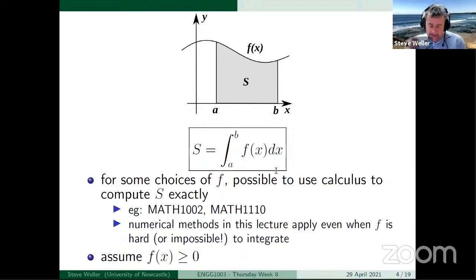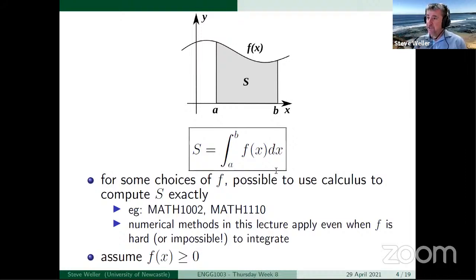As is so often the case, though, the functions which can be integrated are only a small subset of the functions that we might encounter in engineering applications. That means that the direct tools of calculus fall short of giving us ways of computing the integral, the area under the curve f. The numerical methods, and I'm going to present two of them today, apply even when f is difficult to integrate, or maybe even impossible.